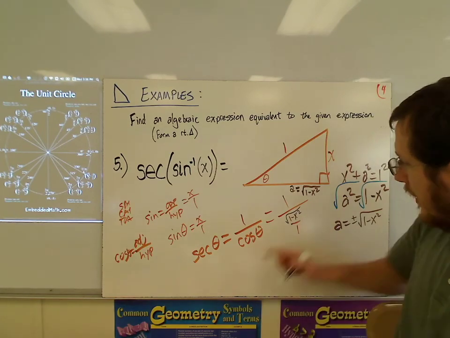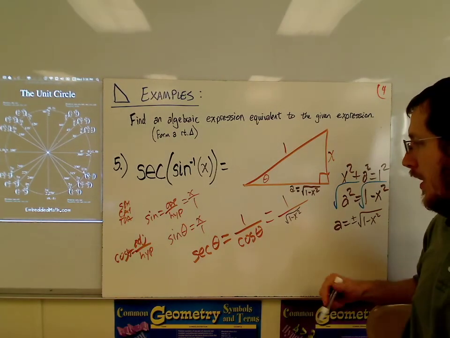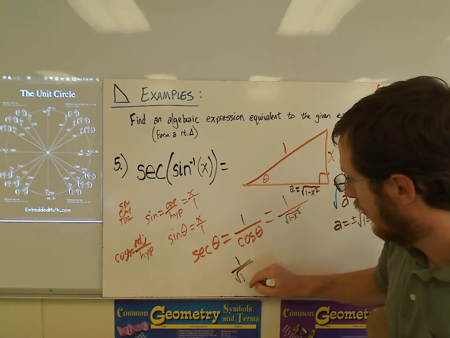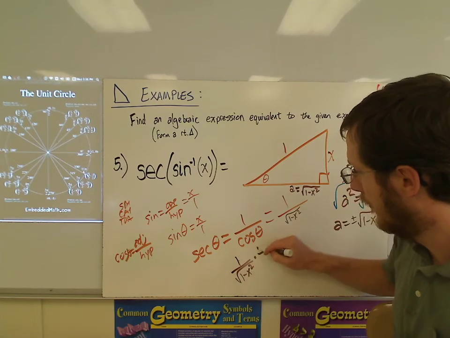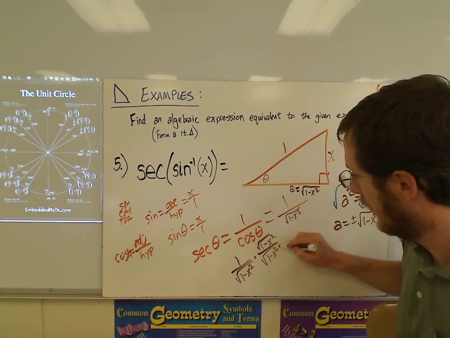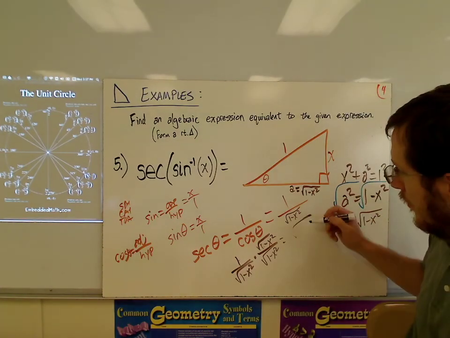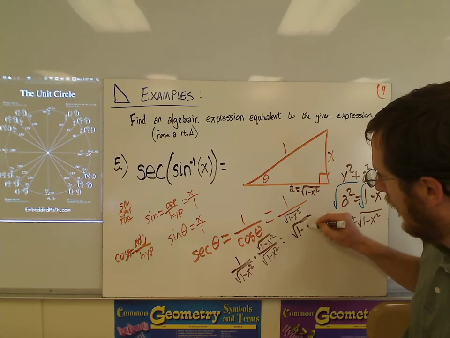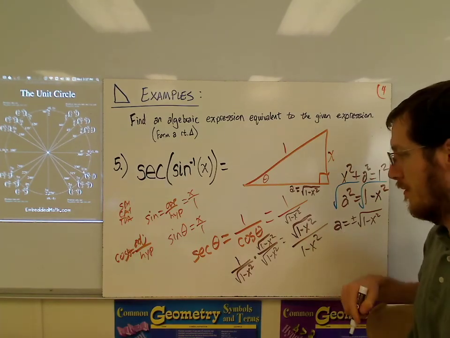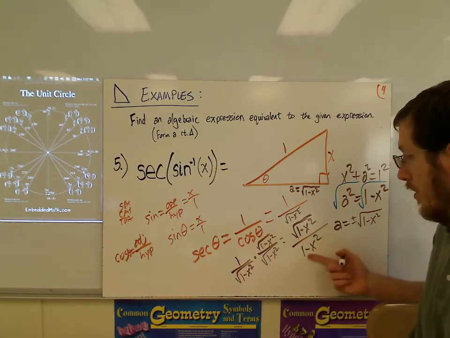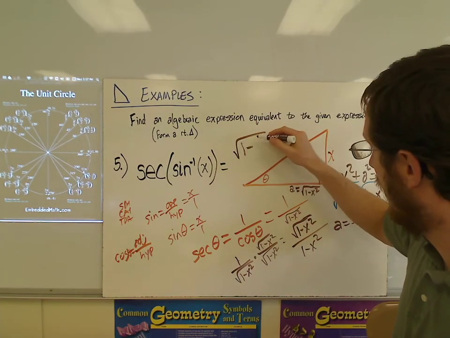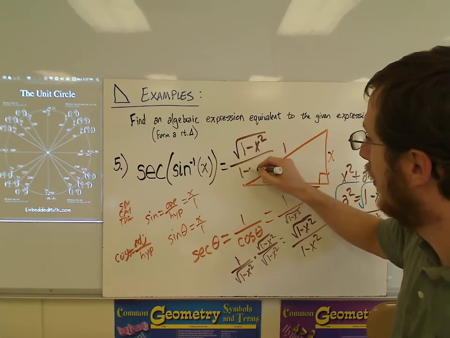Okay, so we don't want to leave it like that. We want to rationalize our denominator. So let's take our 1 over the square root of 1 minus x squared and rationalize it. So we get the square root of 1 minus x squared over 1 minus x squared. We can't simplify that any further. So our final answer is the square root of 1 minus x squared over 1 minus x squared.